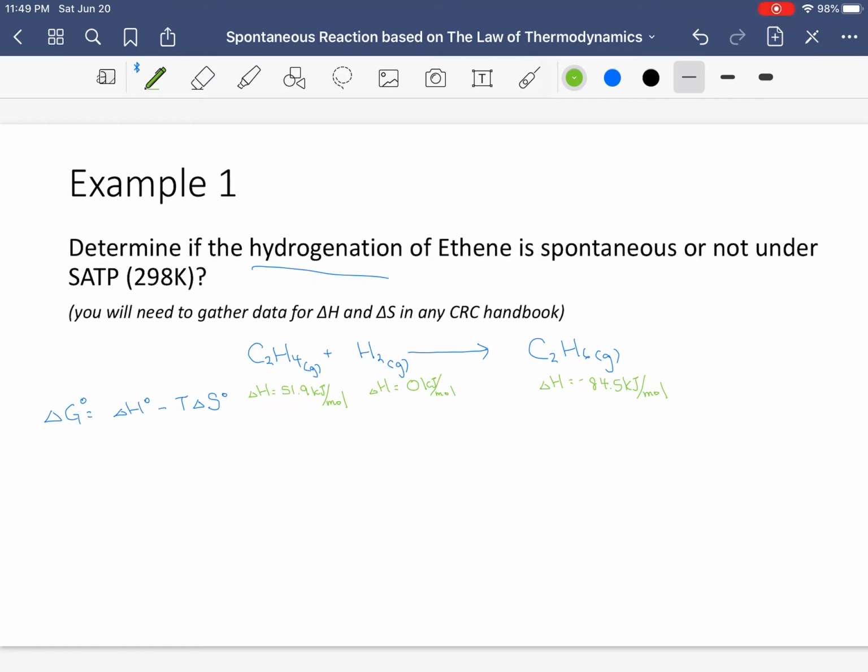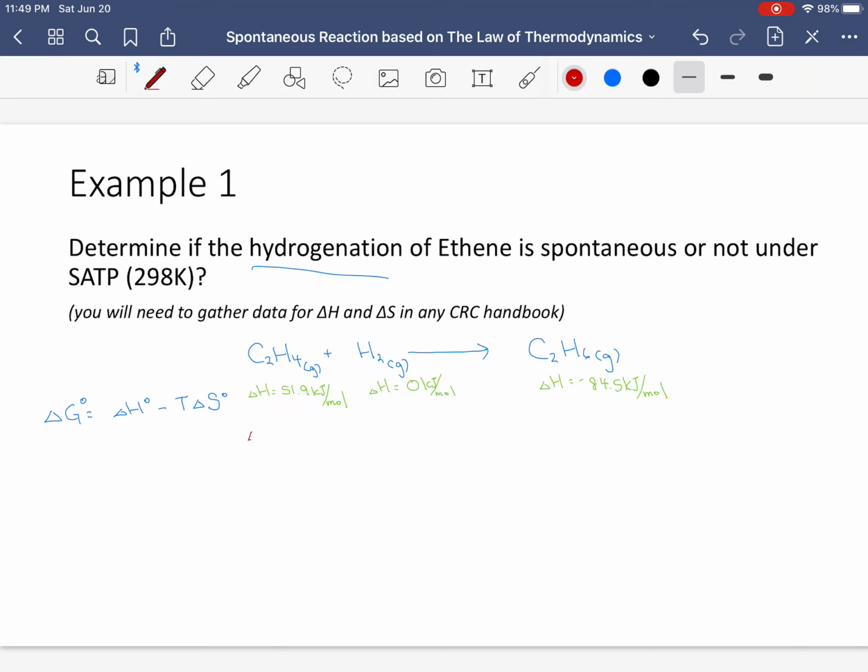Hopefully that is just something you always remember, because if you go to your CRC handbook or your IB constant booklet, they're not going to give you H2. They're not going to give you O2. They're not going to give you Cl2, because they expect you to know that these diatomic gases are going to be 0. If you don't remember, don't worry about it.